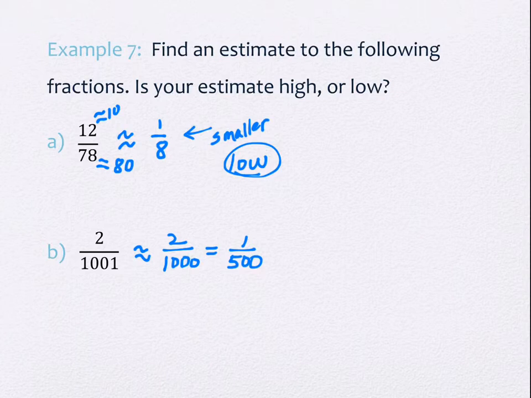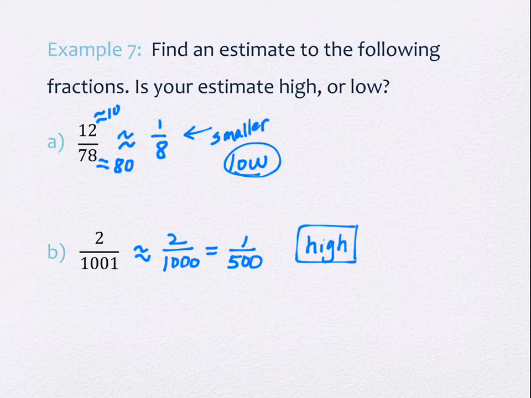It's high this time. Why? The denominator is the only thing we changed. We only changed one thing. The denominator got smaller. So if the denominator got smaller, then the fraction got bigger. So this is a high estimate.